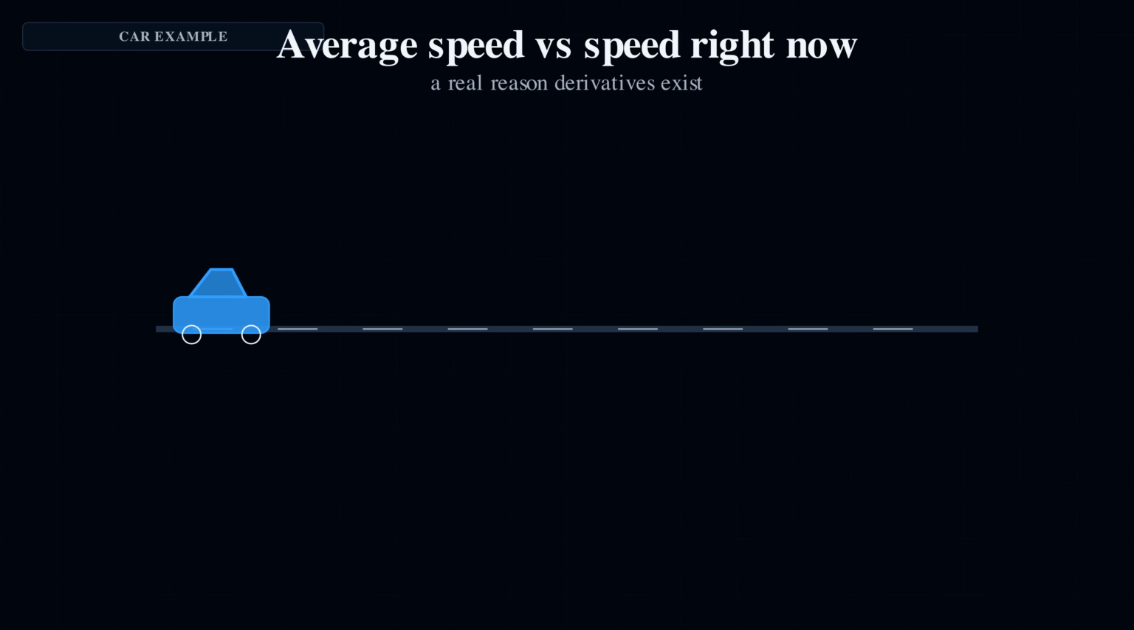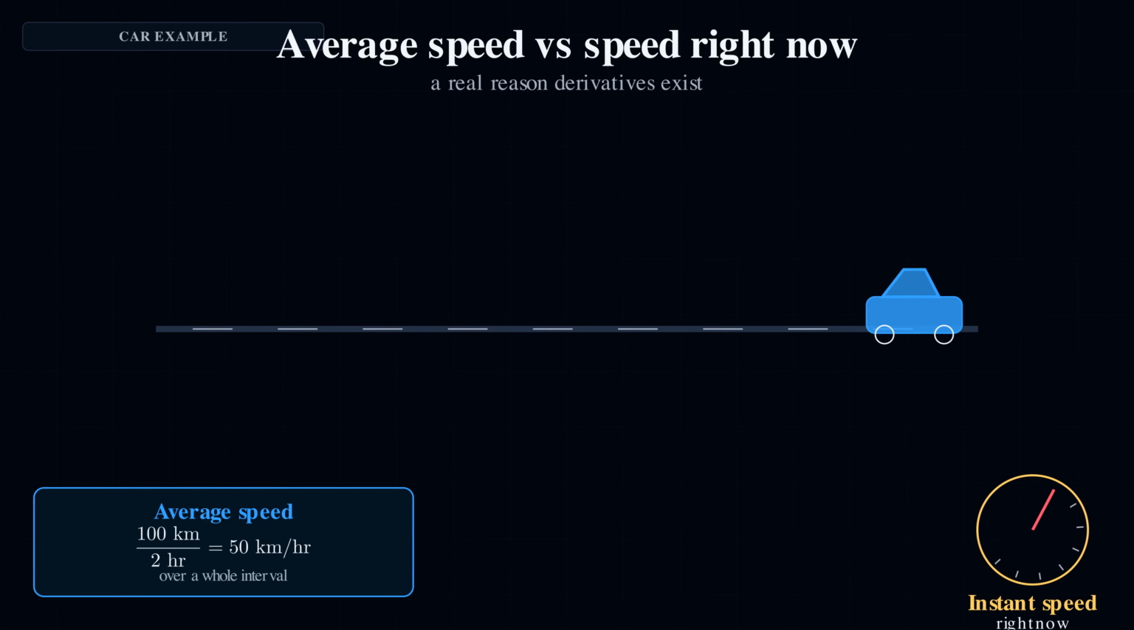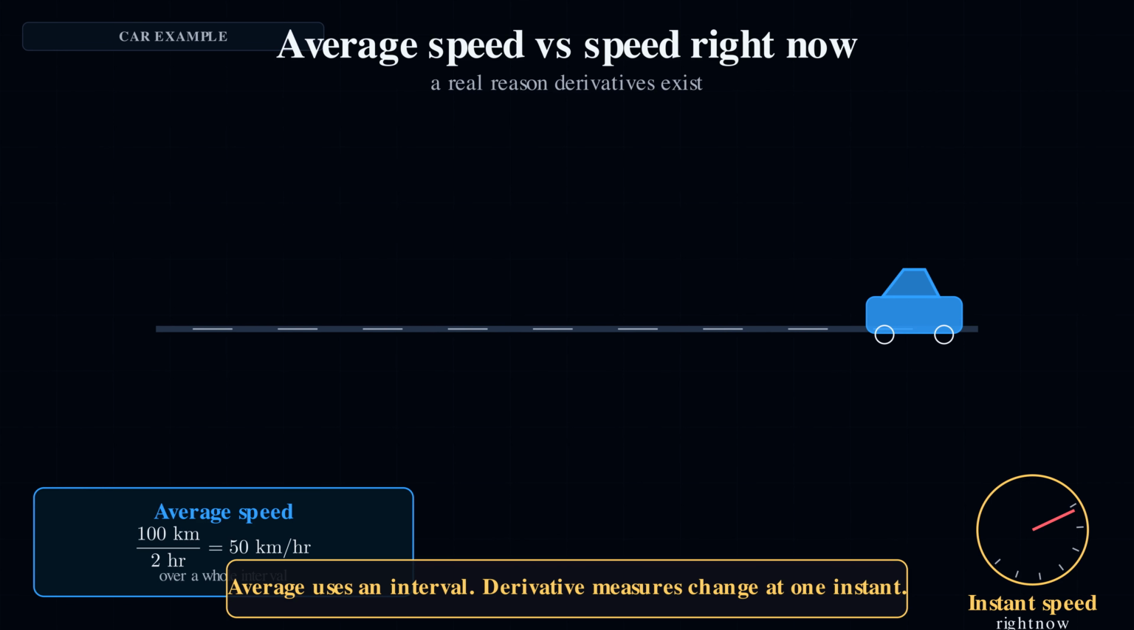Imagine a car driving on a road. If it travels 100 kilometers in 2 hours, the average speed is 50 kilometers per hour. That average uses a whole interval of time. But the speedometer shows something different. It shows the speed right now. This is the difference between average rate and instantaneous rate. The derivative is the mathematical tool for measuring that instant rate of change.